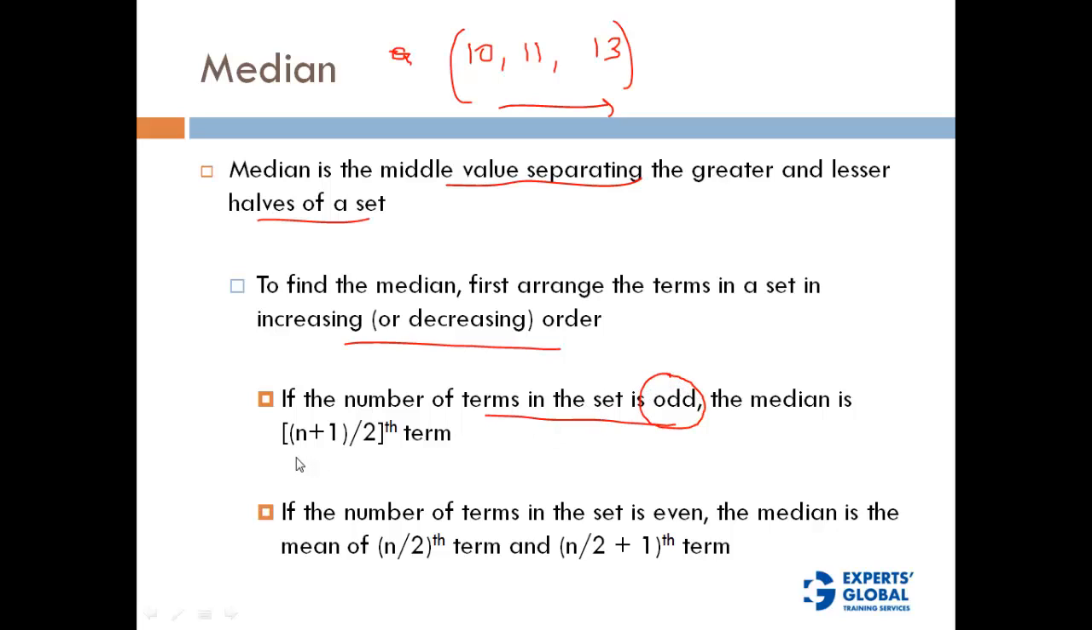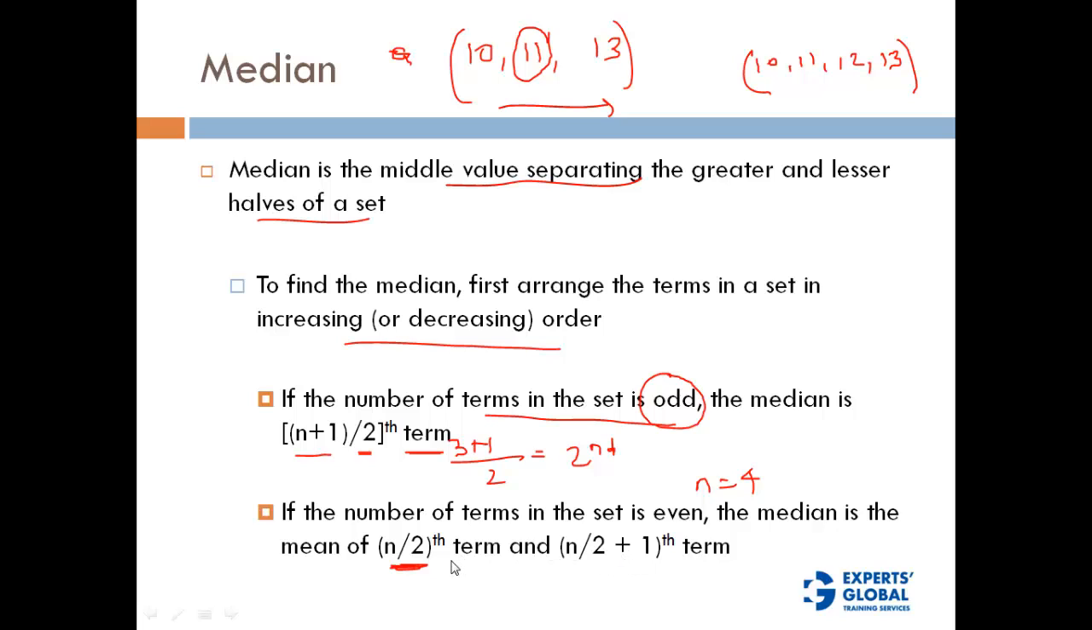So the number of terms in the set is odd, and the median is the term at (n plus 1) by 2. What is n? n is the number of terms we have, which is equal to 3 in this case. So we are going to have (3 plus 1) by 2, that is 4 by 2, that means the second term. So the second term is going to be the median. If the number of terms in the set is even, let's say we are talking about this set 10, 11, 12 and 13, how many terms do we have? We have n equal to 4. This is even. So the median is going to be the n by 2th term.